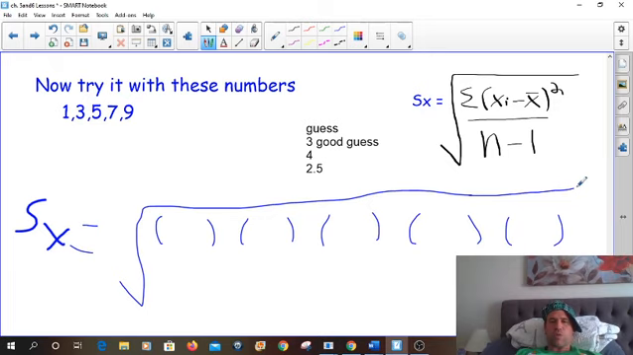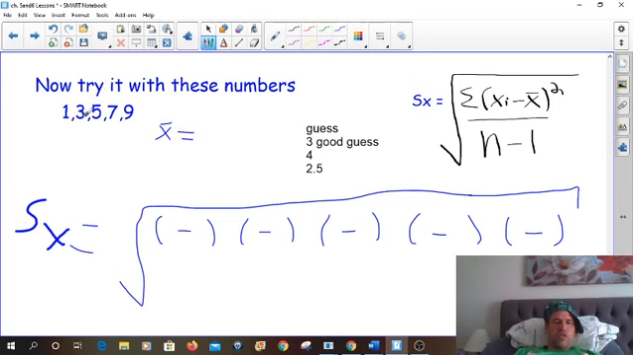Okay, so we're going to take each of those 5 numbers and we're going to minus them against the average, right? Okay, so in this case, our average is going to be 5 because it just happens to be symmetric. It's not always, but this is kind of symmetric.